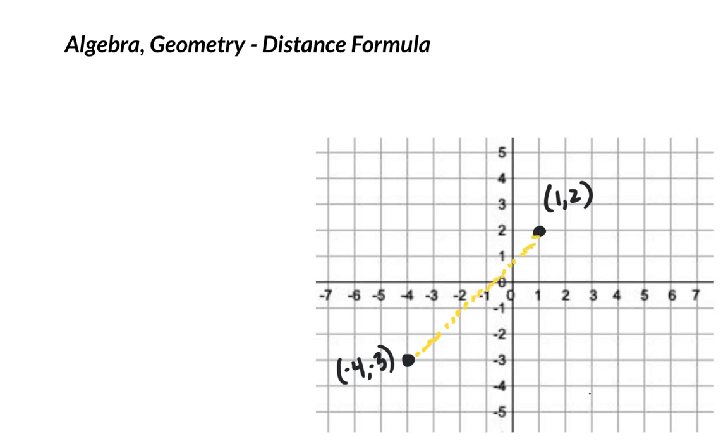Now, one way to visualize this is to think about this as a right triangle, and to then use Pythagorean theorem. We're looking for the hypotenuse. So you count, you say 1, 2, 3, 4, 5. This is 5 units. 1, 2, 3, 4, 5. This is also 5 units.